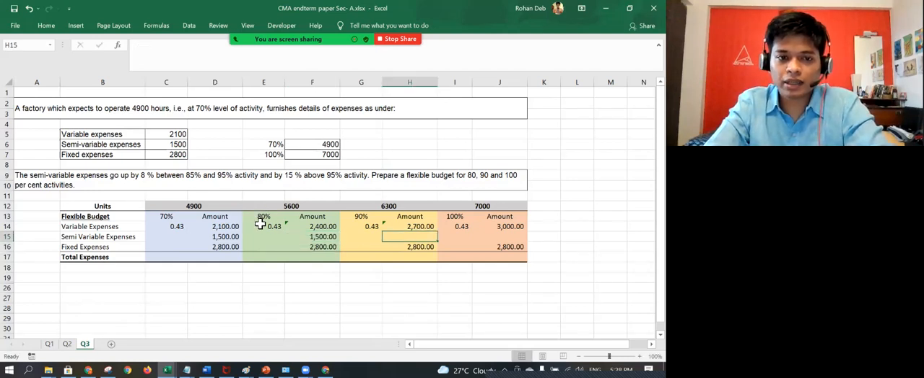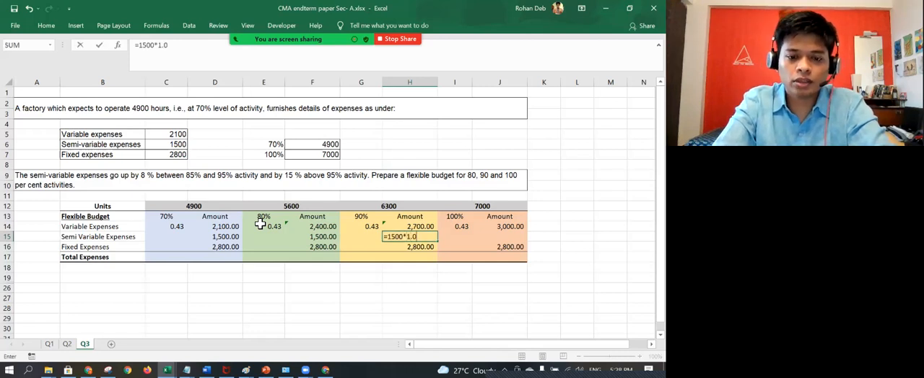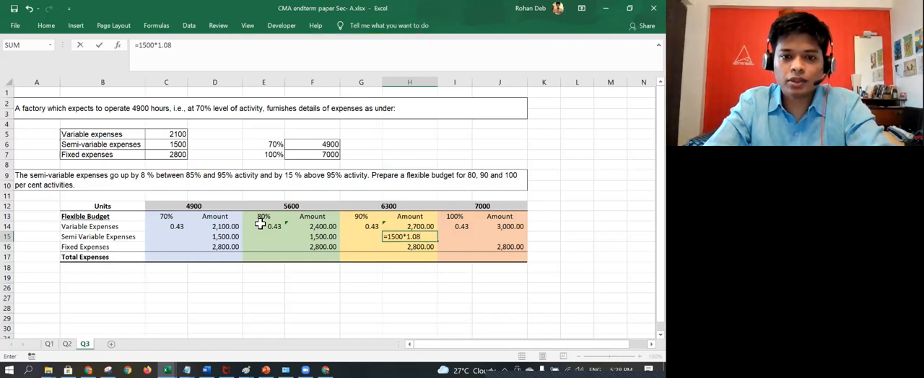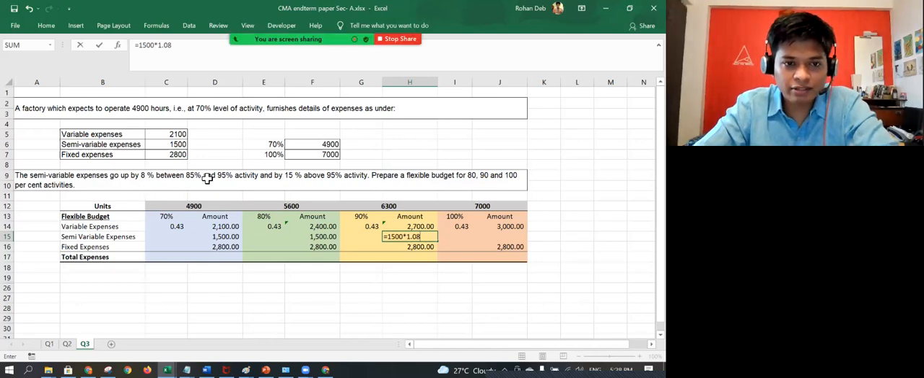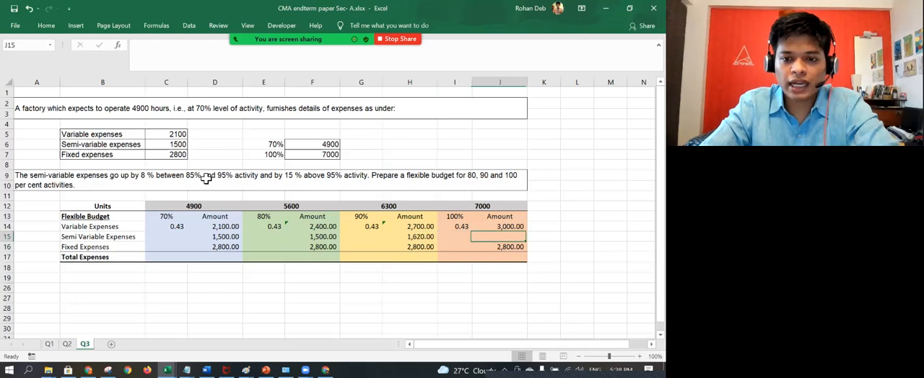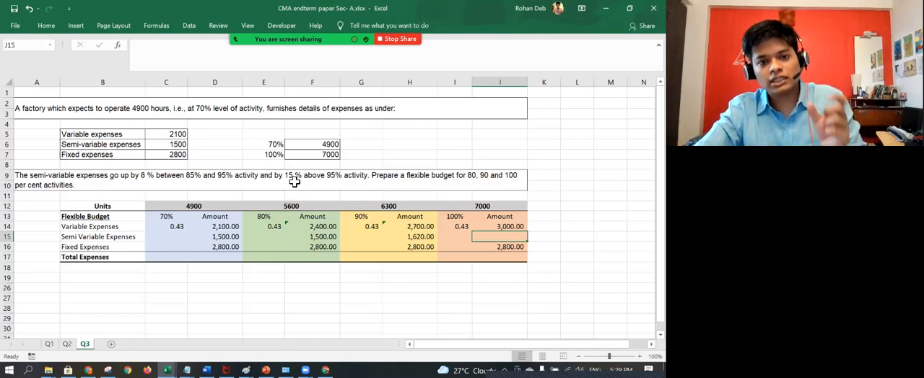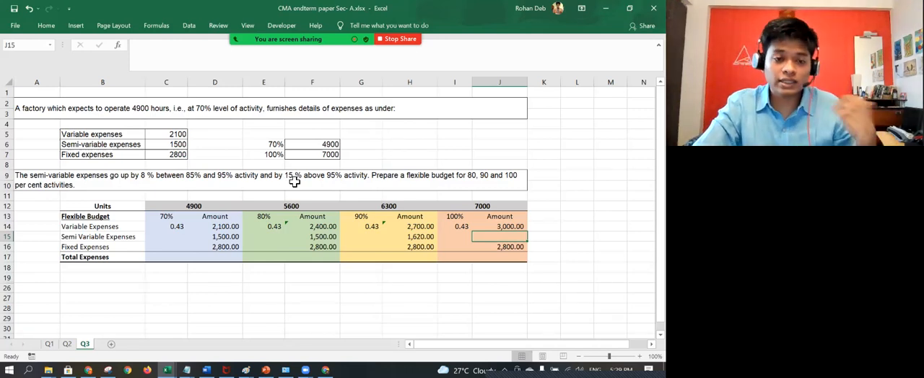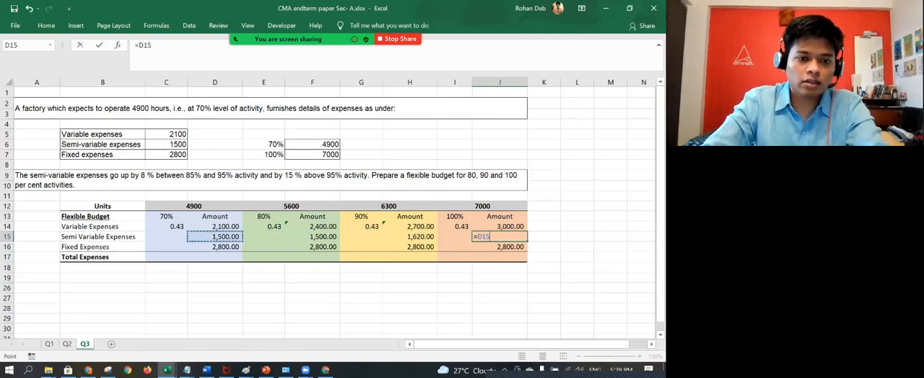At 6300 units, it will increase, so I'll say 1500 multiplied by 1.08, because this falls under the 90% capacity. In 90% capacity, it says it increases by 8% between 85 to 95. And then this is the 100% capacity, so above 95% capacity it increases by 15%. I'm assuming that the 15% increase is from the original cost and not from the 85 to 95 bracket. So I'll take the original cost and multiply it by 1.15.